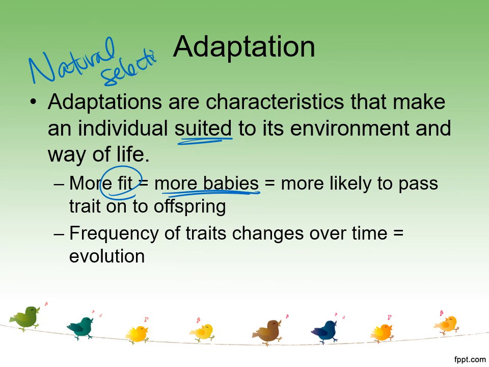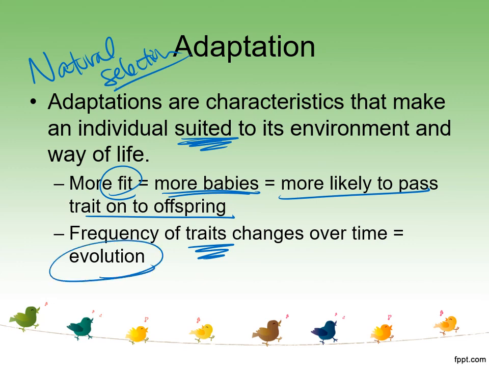Natural selection, and Charles Darwin, is that adaptations that make an individual more suited to its environment are more likely to pass on those traits to their offspring, which means that we're going to have more babies with more of that trait. And as we change the frequency of traits over time, this is evolution, and particularly evolution via natural selection. So in natural selection, some traits are more suited for the environment. They're more likely passed on to offspring, which means that they're going to increase in frequency in that population over time.